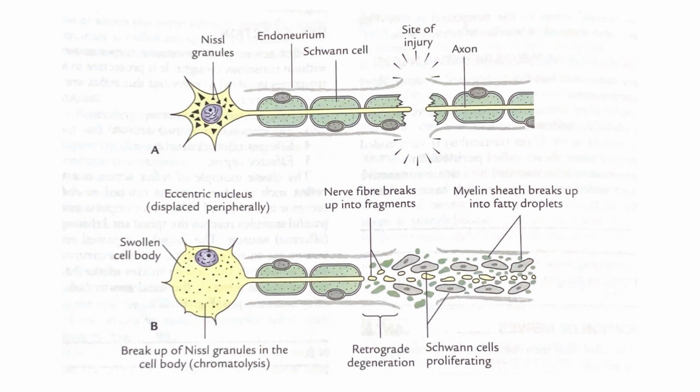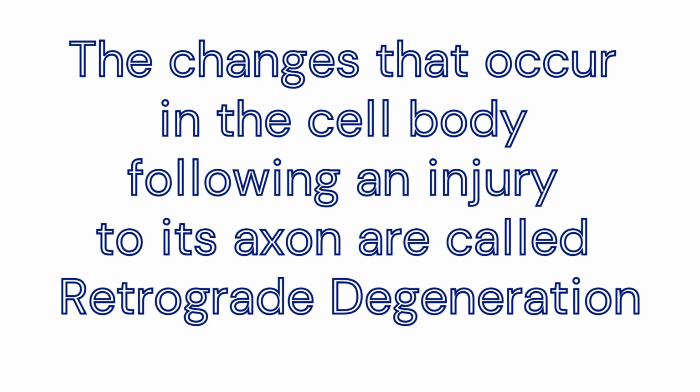In addition to degeneration of distal segments of the axon, degenerative changes are seen in the cell body. Cell body swells and nucleus becomes eccentric, that is, it drifts from its center. Cell bodies degenerate and form granules that are dispersed throughout the cell body. This process is called chromatolysis. The changes that occur in the cell body following an injury to its axon are called retrograde degeneration.